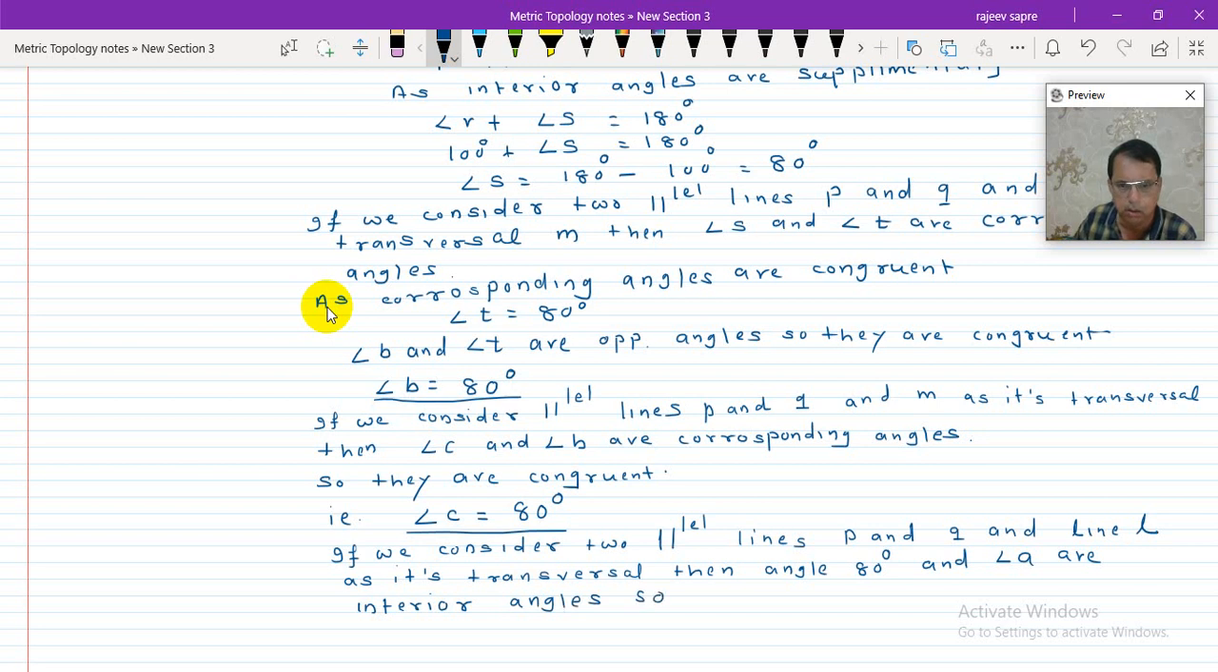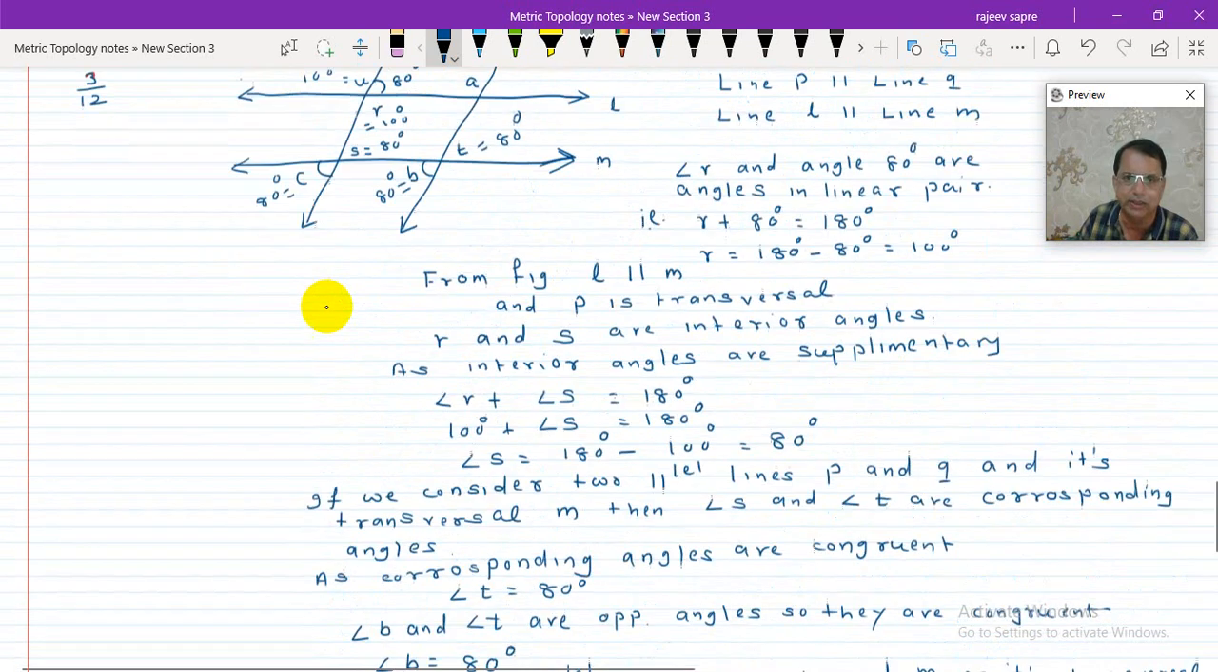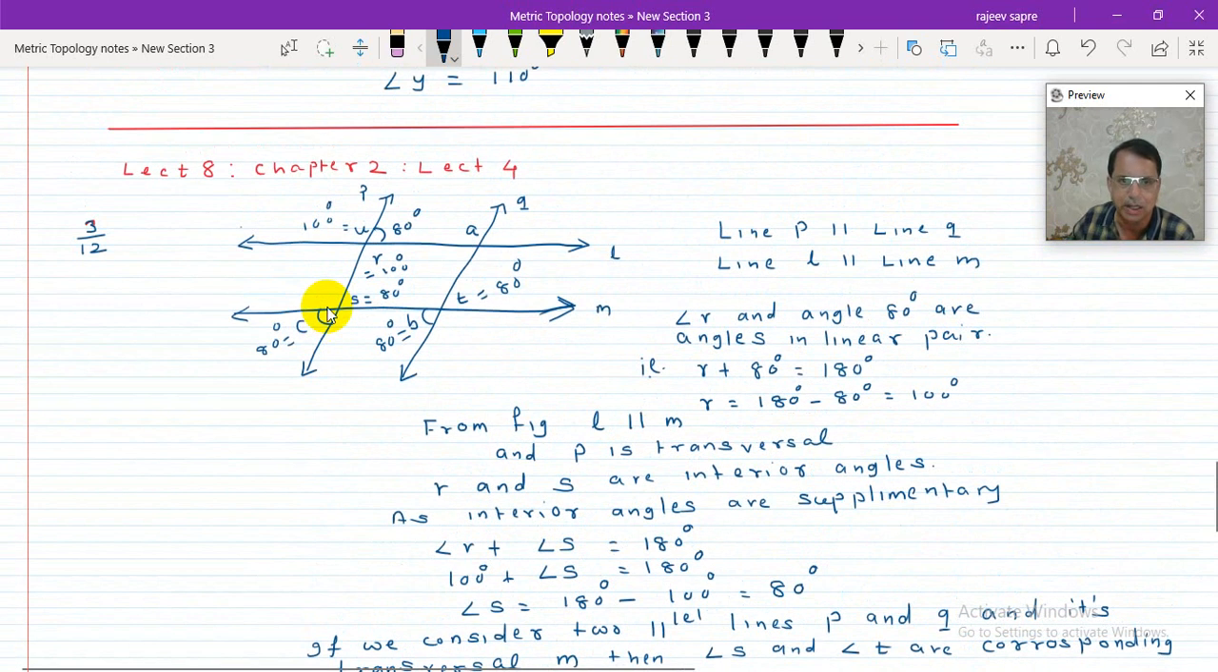So 80 degrees plus angle A is equal to 180. So naturally angle A is 180 degrees minus 80 degrees, so it will be equal to 100 degrees. So now you can write in the figure that angle A is 100 degrees. So done. You were asked to calculate A, so it is 100. B was 80, and C is also 80. So 100, 80, 80, ABC, right?